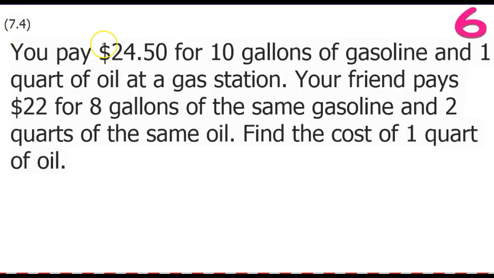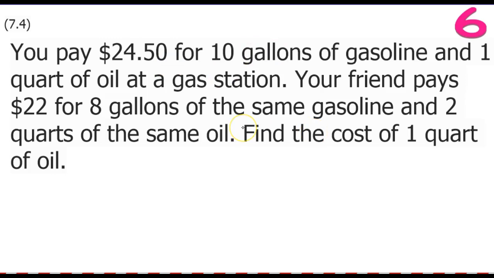Alright, now we have a word problem. It says you pay $24.50 for 10 gallons of gas and 1 quart of oil at a gas station. Your friend pays $22 for 8 gallons of the same gasoline and 2 quarts of the same oil. Find the cost of 1 quart of oil.